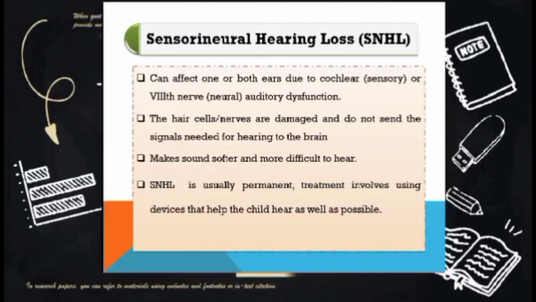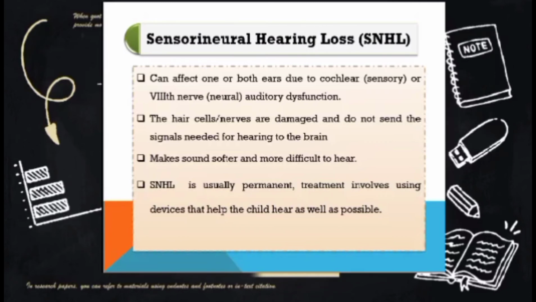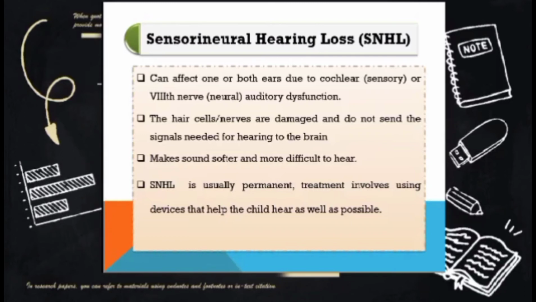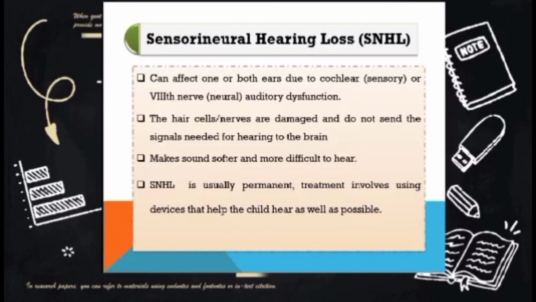The second type of hearing loss is the sensorineural hearing loss. Sensorineural hearing loss can affect one or both ears. It is due to problems with the inner ear or damage to the hair cells or nerves inside the inner ear. In order to hear properly, these hair cells and nerves must process and carry sound to the brain. The brain then senses what we hear. When there is sensorineural hearing loss, the hair cells or nerves are damaged and do not send the signals needed for hearing to the brain.